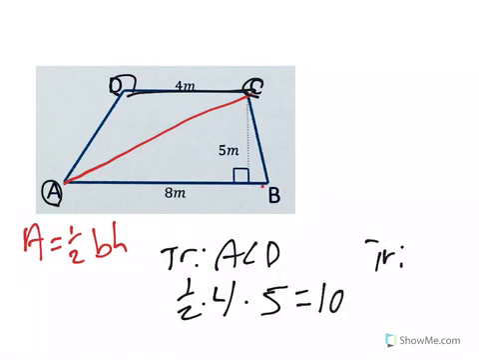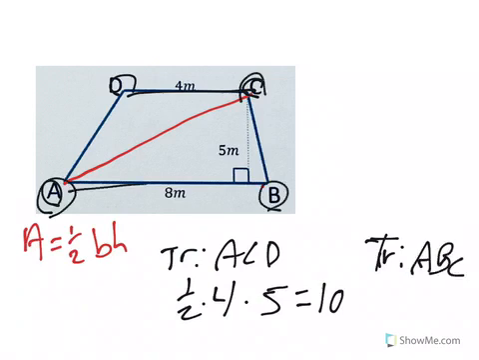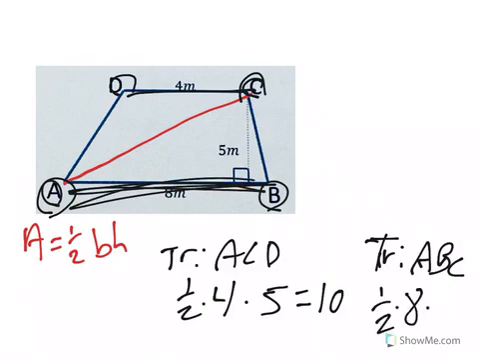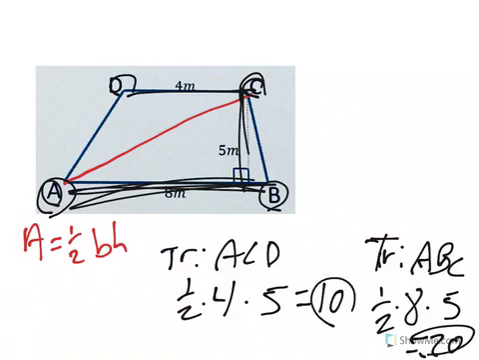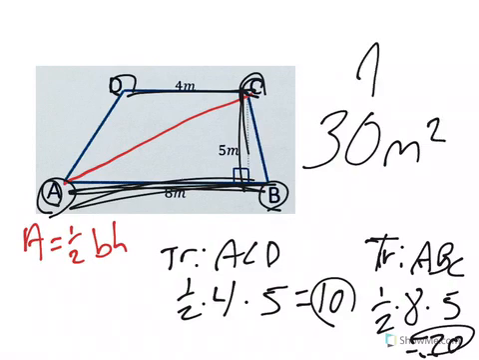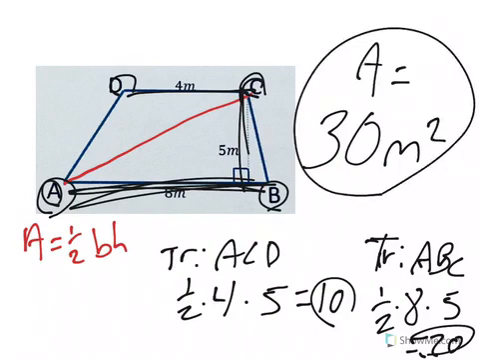And then for triangle ABC, we have the base of this one is 8. So we have 1/2 times 8, and then the height is also 5. So 1/2 times 8 is 4, times 5 is 20. So if we put our 20 and our 10 together, we're going to have 30 meters squared. Area equals 30 meters squared.